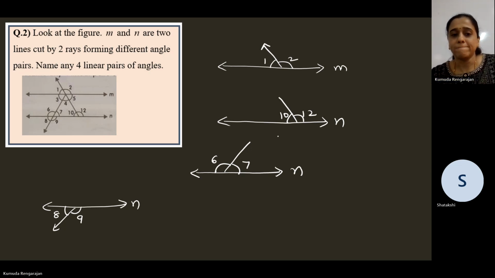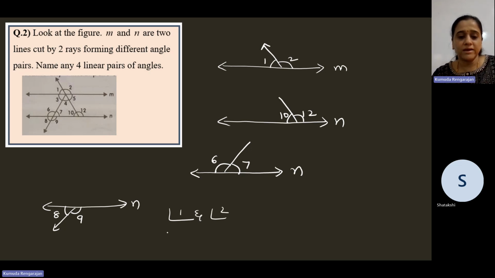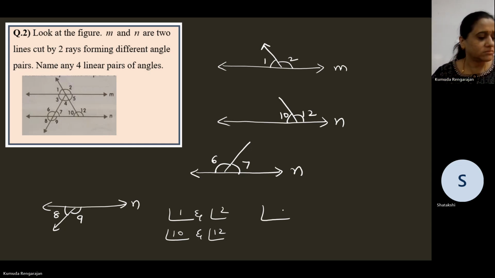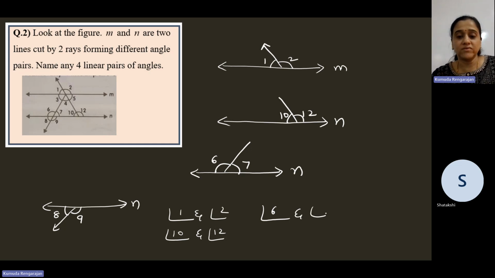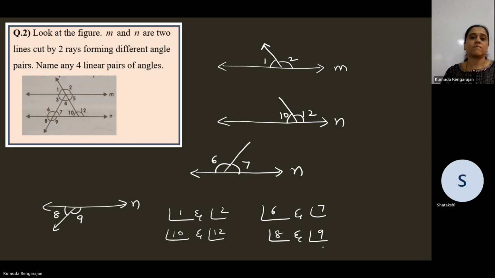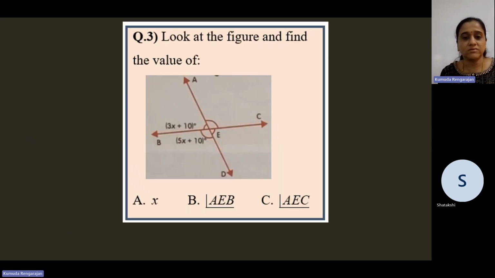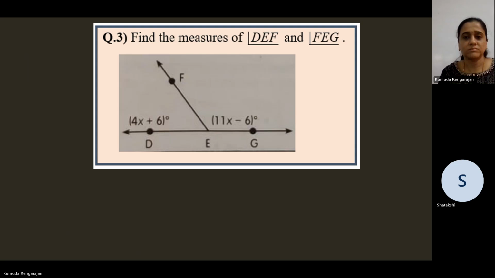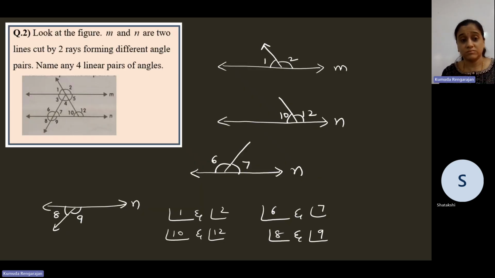You get it? So angle 1 and angle 2, angle 10 and angle 12, angle 6 and angle 7, angle 8 and angle 9. All right? Write down the question completely first. Let me see. Should we? Yeah, you have to.